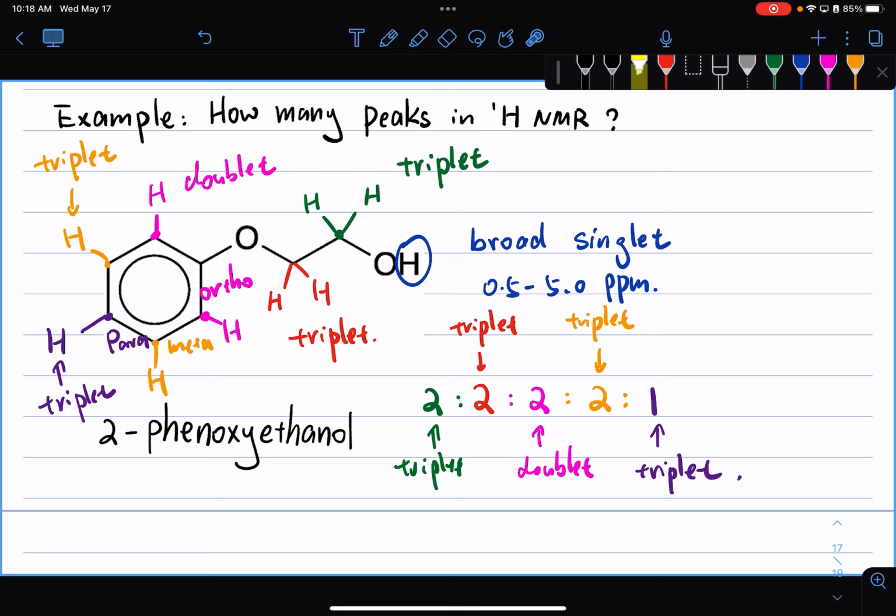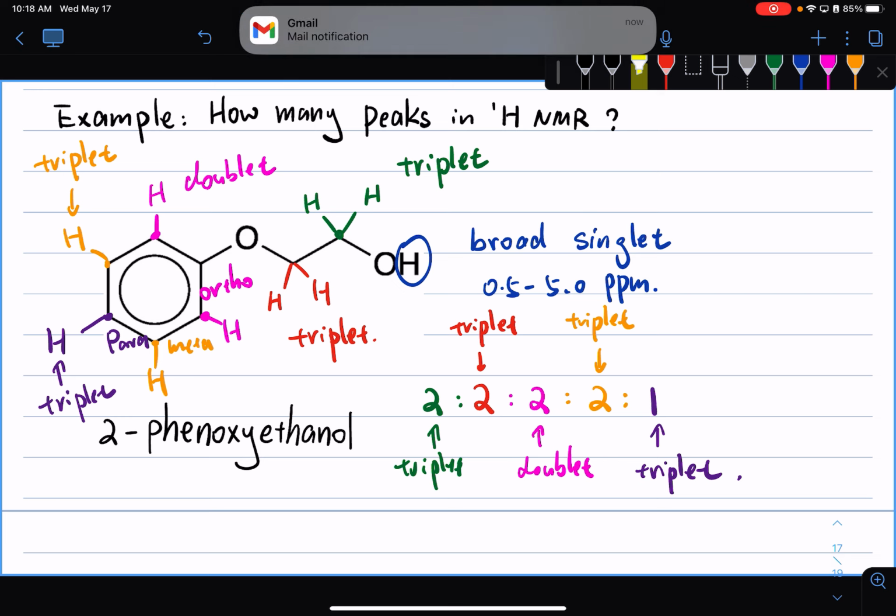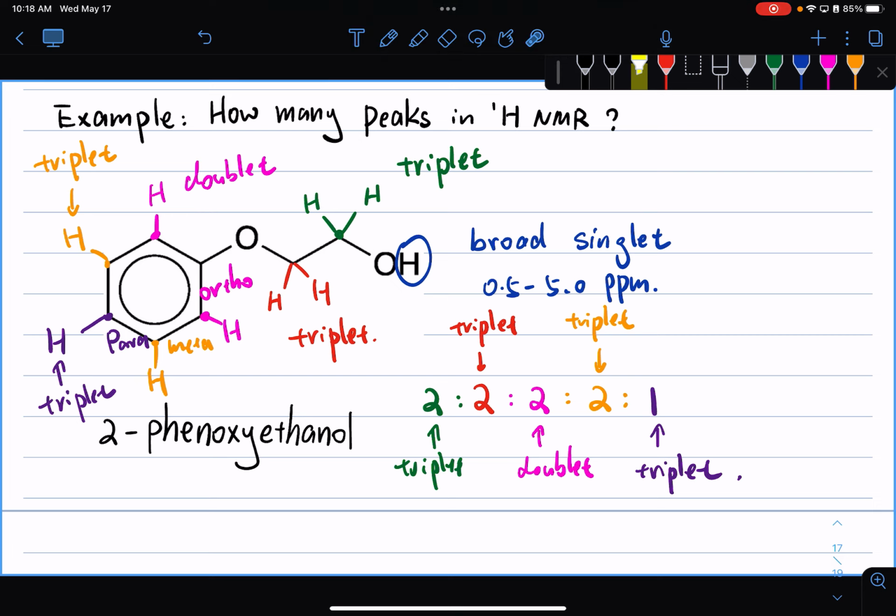Okay, more questions? Yes? So they will be included in the number of peaks. They will show up in your number of peaks. They do not contribute to the splitting pattern of the hydrogens neighboring them.